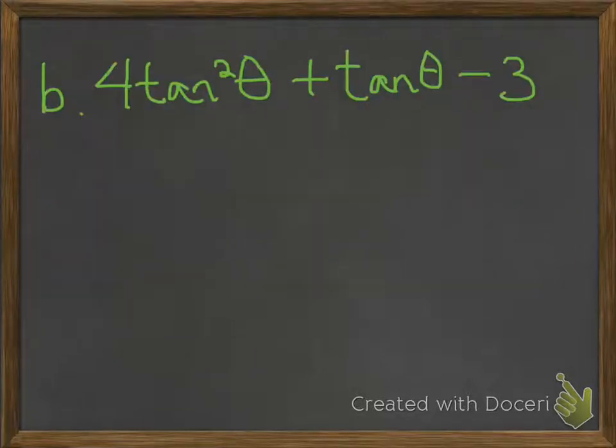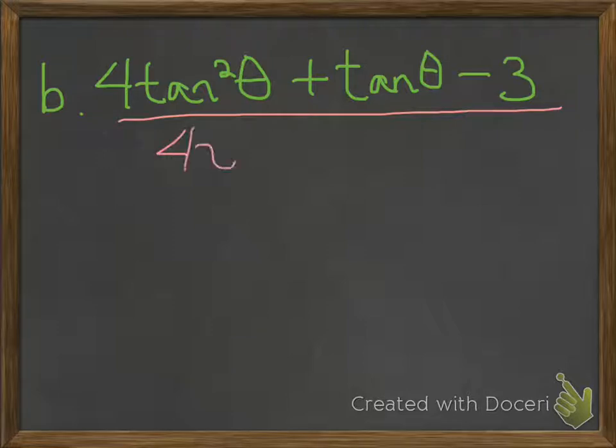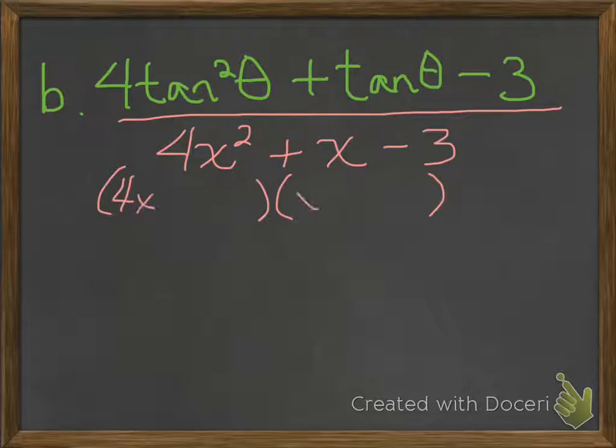Letter B is a little trickier. It's 4 tangent squared theta plus tangent theta minus 3. Now, the tangents are probably what looks a little intimidating. So if I pretend this is 4x squared plus x minus 3, and then we were to factor it from here, let's see, if I try 4x and 1x, can I get, let's try this out, that's minus 3, that's plus 4, I didn't really think I'd get it the first time, but I did.